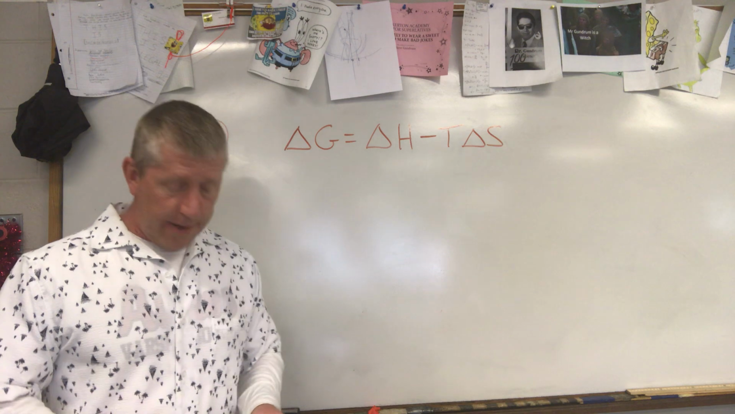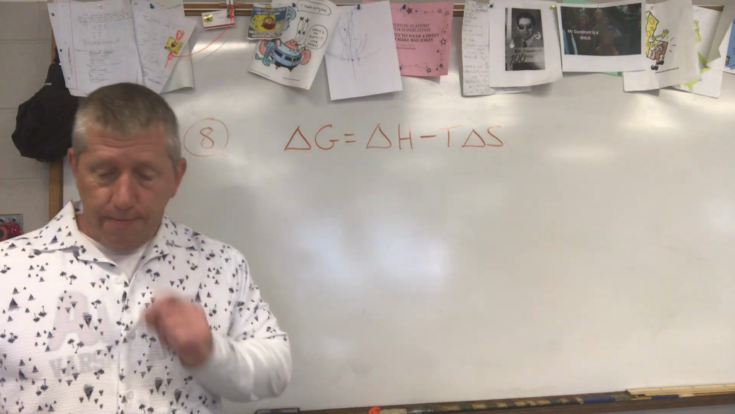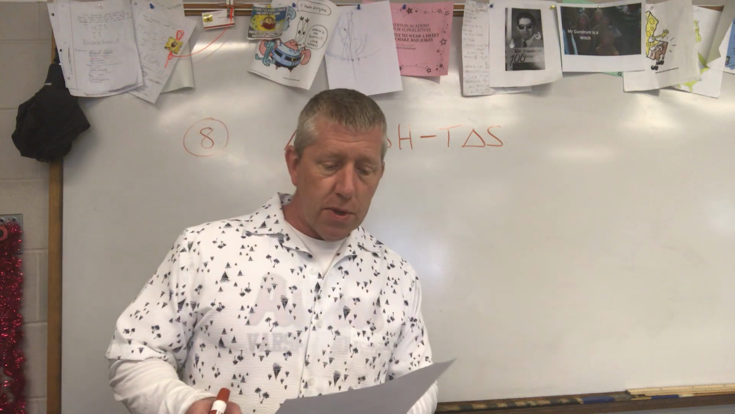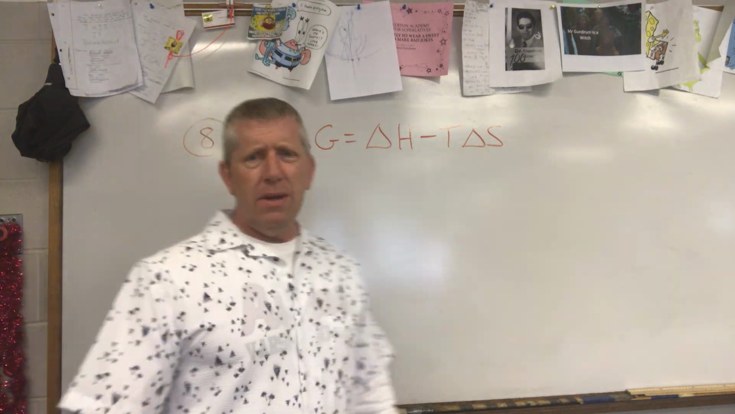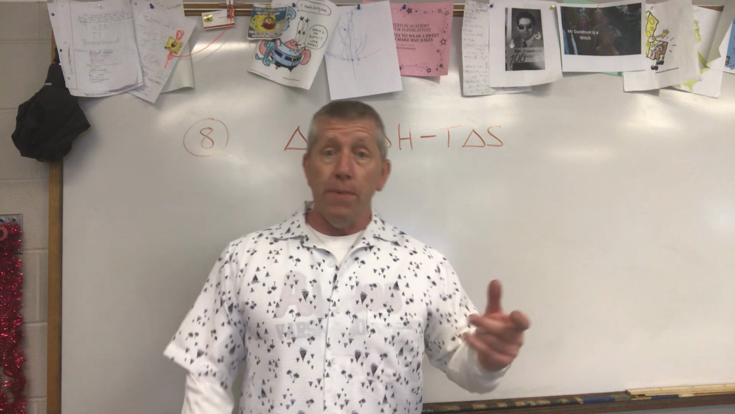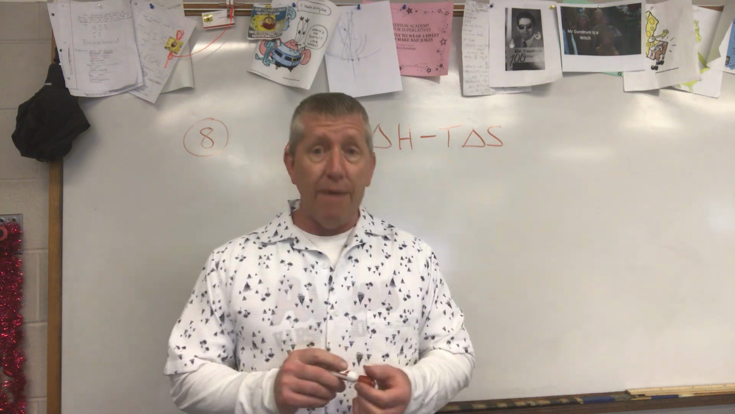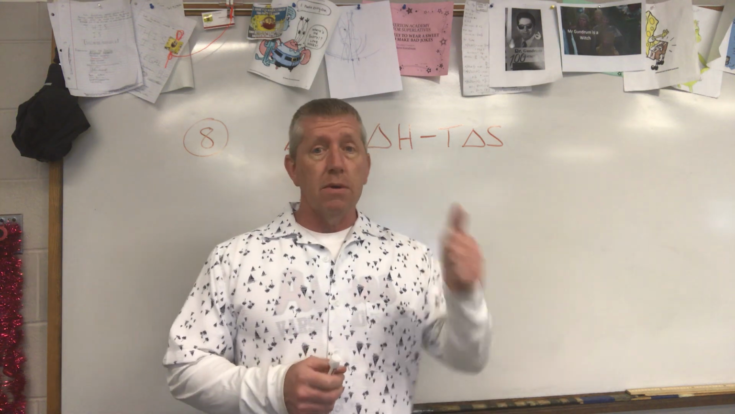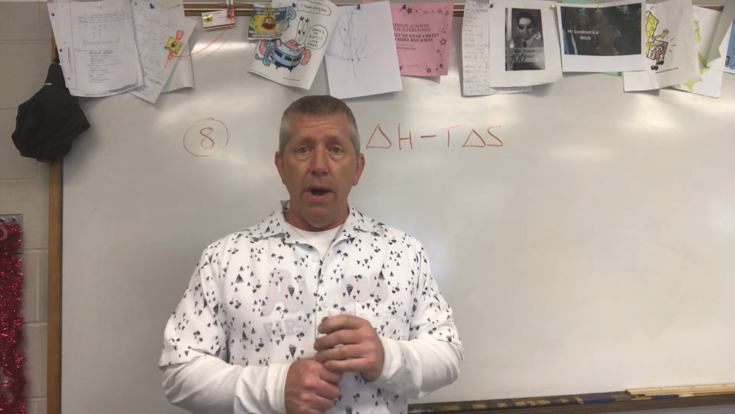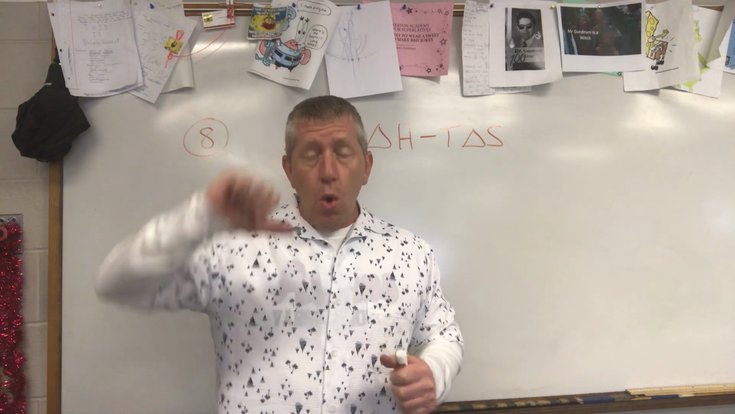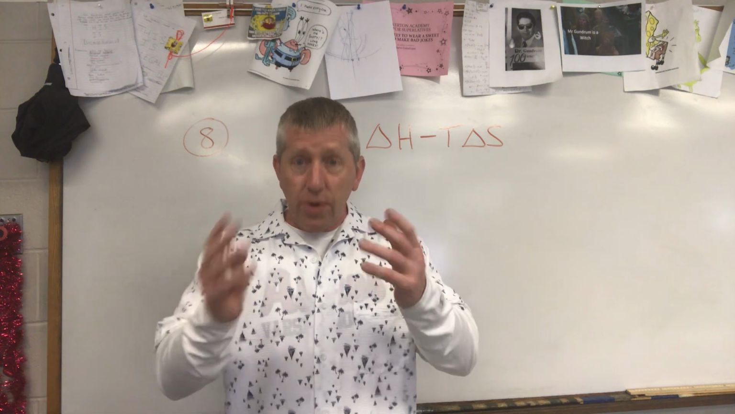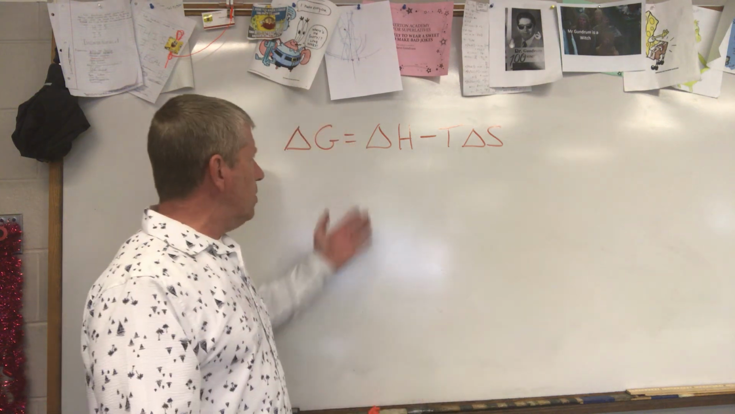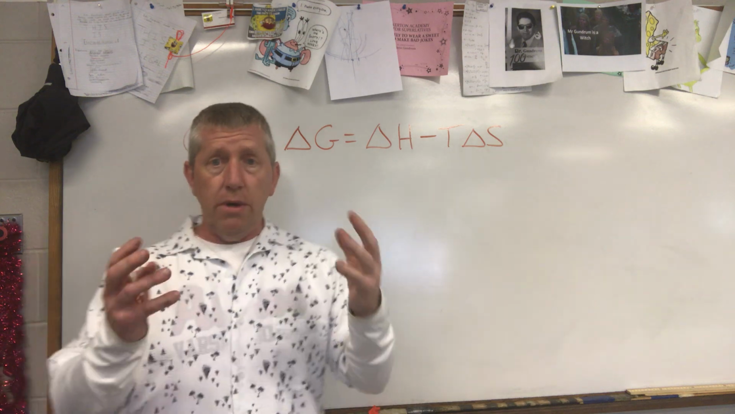Let's look at problem number 8. Find the temperature at which the following reactions would become spontaneous. Would become spontaneous? What do you mean? Well, remember in the last video, we talked about if you have delta G negative, spontaneous. Delta G positive, non-spontaneous. Well, what if delta G comes out to be 0? I mean, it could happen. You put numbers in here and temperatures, and it could be 0.